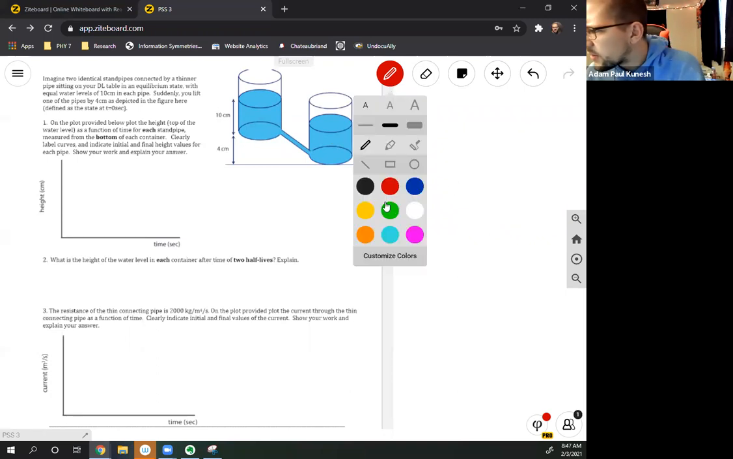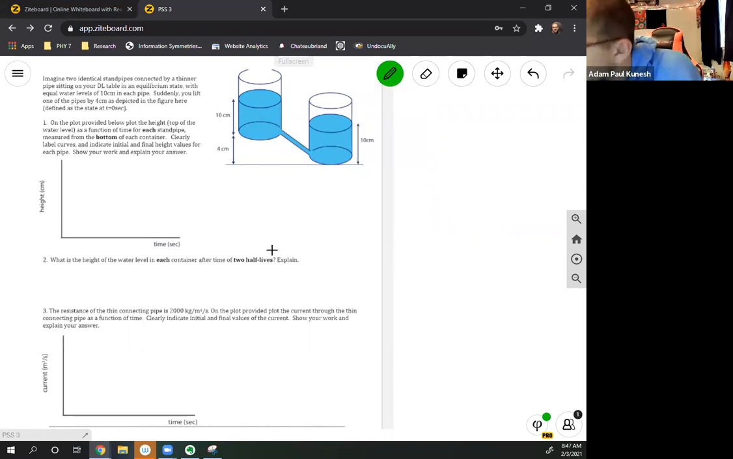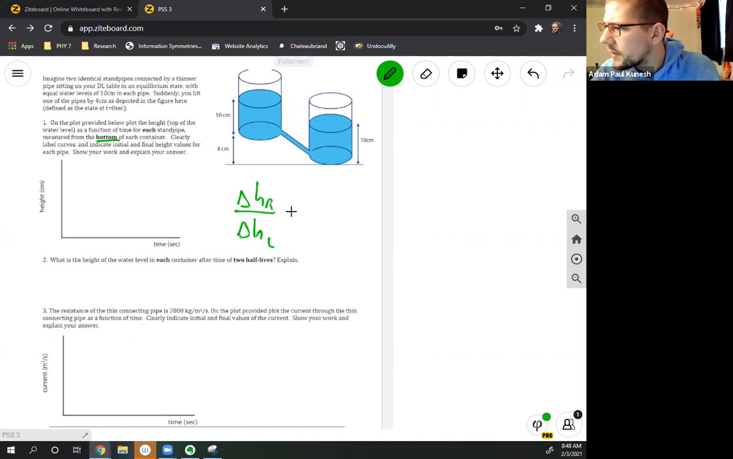So I think I may have talked about this in office hours like a week ago with some folks, but I wanted to give a quick chat on it again. Measured from the bottom of each container is key. So the heights in each of them are going to change over time. And since they have the same surface area, the change in heights are going to be the same. So the relative difference in the change of heights, say between the right and the left, is going to be the same as the ratio of their areas.